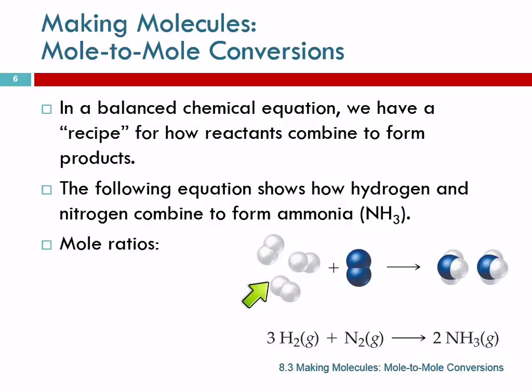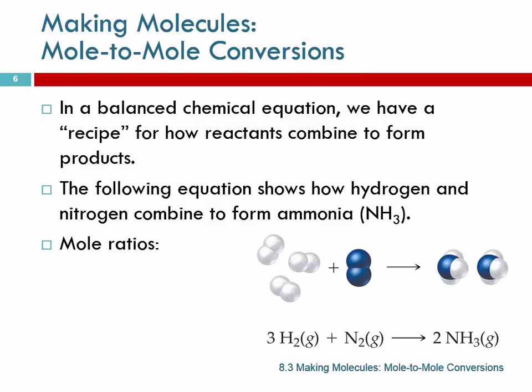If you take 3 molecules of hydrogen and 1 molecule of nitrogen and put them together under the right circumstances, you can make 2 molecules of ammonia. That's the recipe, the balanced chemical equation.